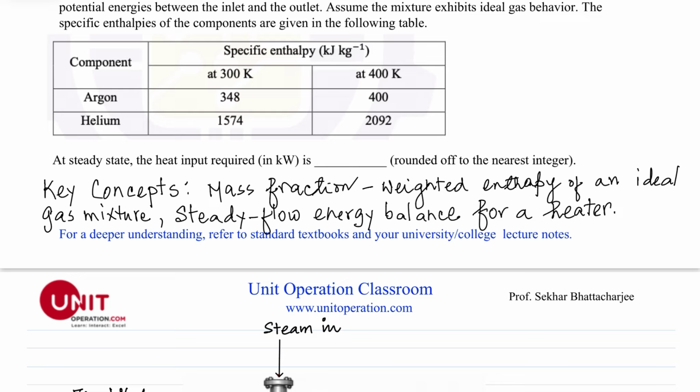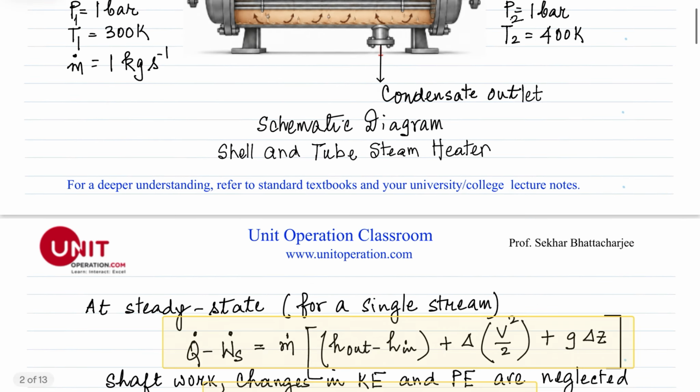So what are the key concepts? At steady state, we have to calculate the value of heat input in kilowatts. We are going to use steady flow energy balance for this shell and tube heater. And we have to keep in mind that this is a mass fraction weighted enthalpy of an ideal gas mixture. That's what we have to calculate, and we'll see how we do it.